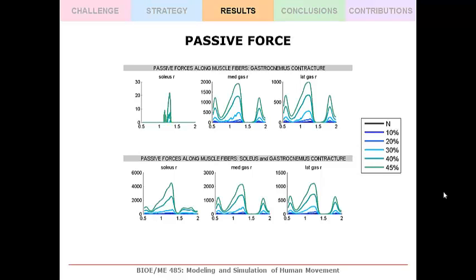The OpenSim simulation results confirmed that as contracture increases, the tendons and their corresponding muscle fibers experience increasing amounts of passive force. Even when the soleus is not shortened, it still experiences higher passive forces when the gastrocnemius muscles are shortened. This makes sense given the complex and intertwined geometry of the triceps surae muscles and their associated tendons.